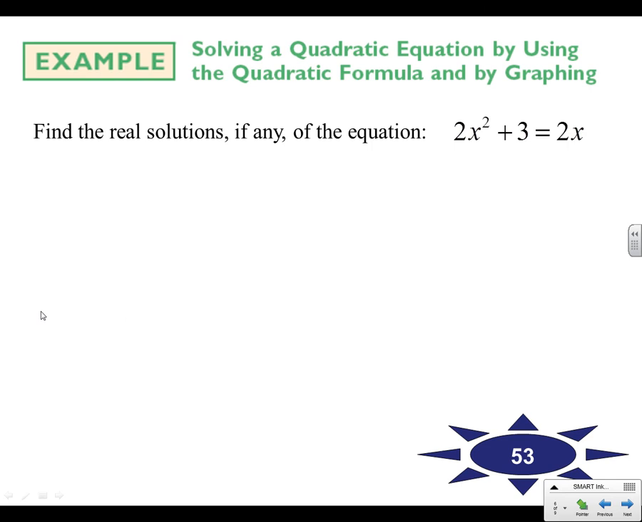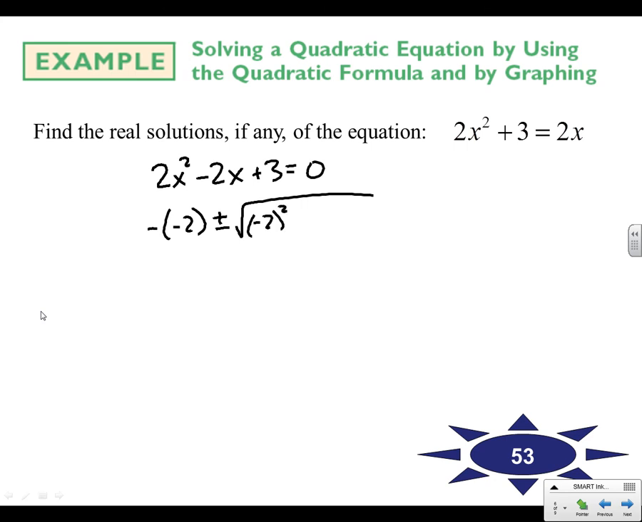All right, so what happens if we don't have 0 on one side? We need to get a 0 on one side. So minus that 2x, move it over so we get 0. Let's do the quadratic. Negative negative 2 plus or minus the square root of b squared minus 4ac, all over 2a.